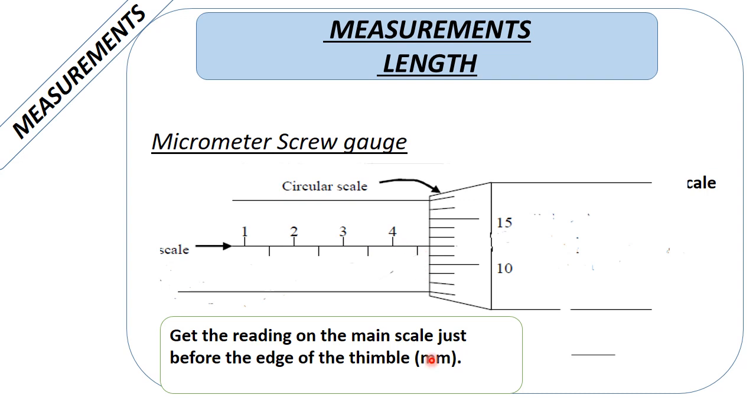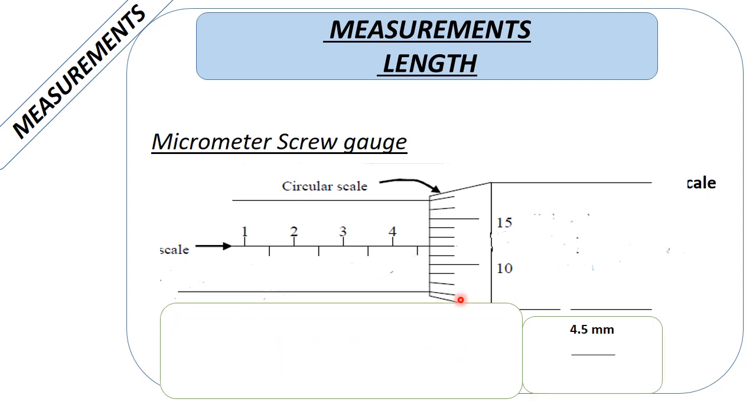So the readings on a micrometer screw gauge are stated in millimeters. Remember, a micrometer screw gauge measures shorter lengths as compared to vernier calipers. Vernier calipers is centimeters, while micrometer screw gauge is millimeters. So we can record this as 4.5 millimeters.